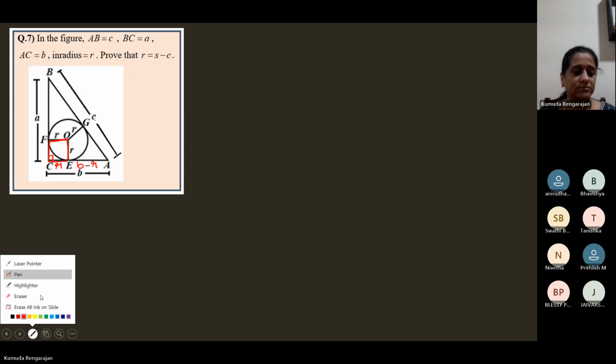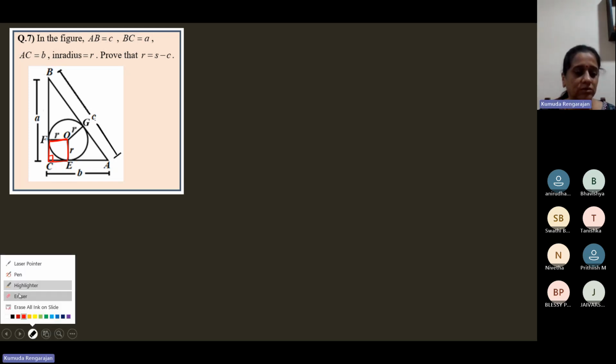Okay. Now, first you need to prove that this quadrilateral is a square. We have done that. So how much is this? This is R. So what's the rest of it? B minus R. This is B minus R. One minute.